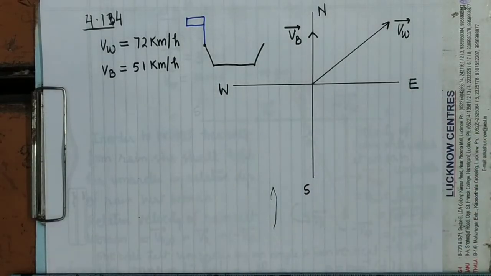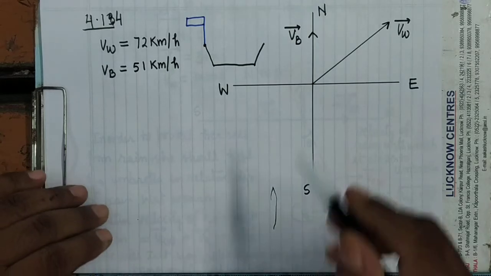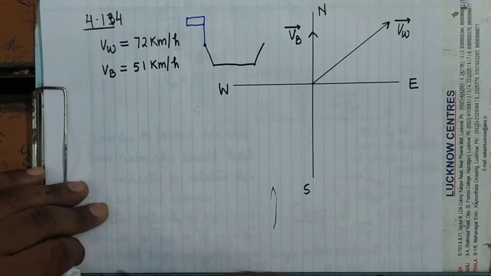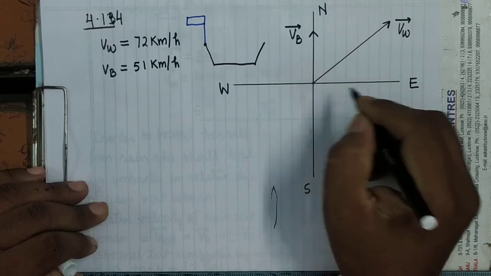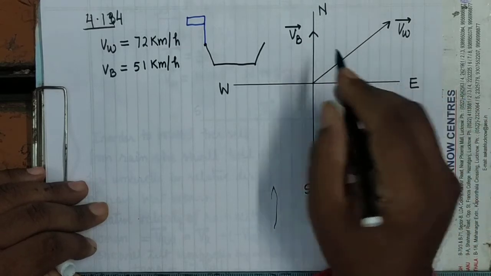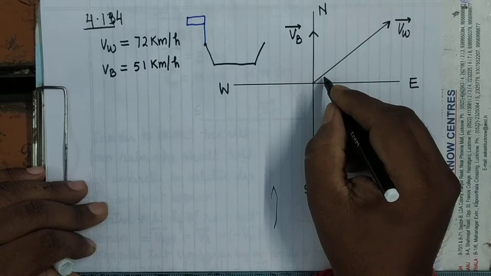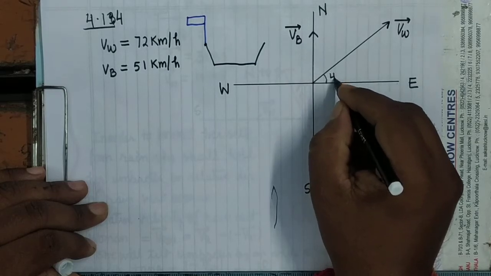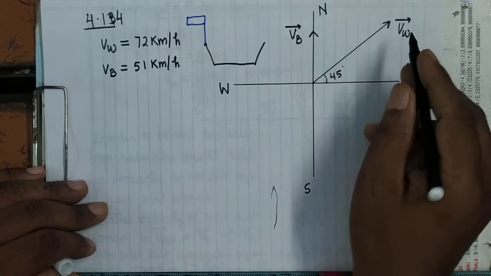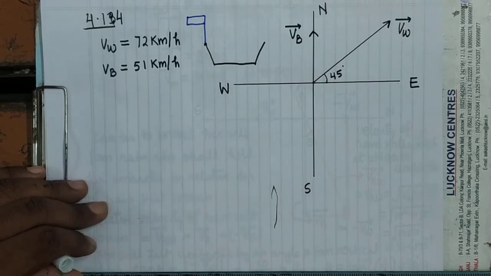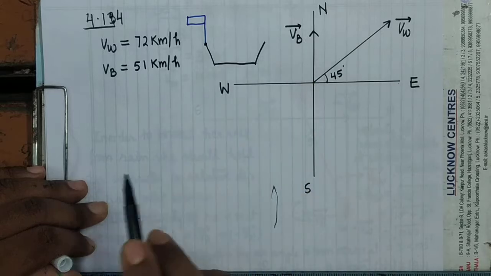So here in the diagram it is shown that wind is blowing in the northeast direction. Northeast direction means it is exactly in between east and north. It is 45 degree. It is clear. What is its speed? Speed of the wind is 72 km per hour. Boat is going in what direction? 51 km per hour north.